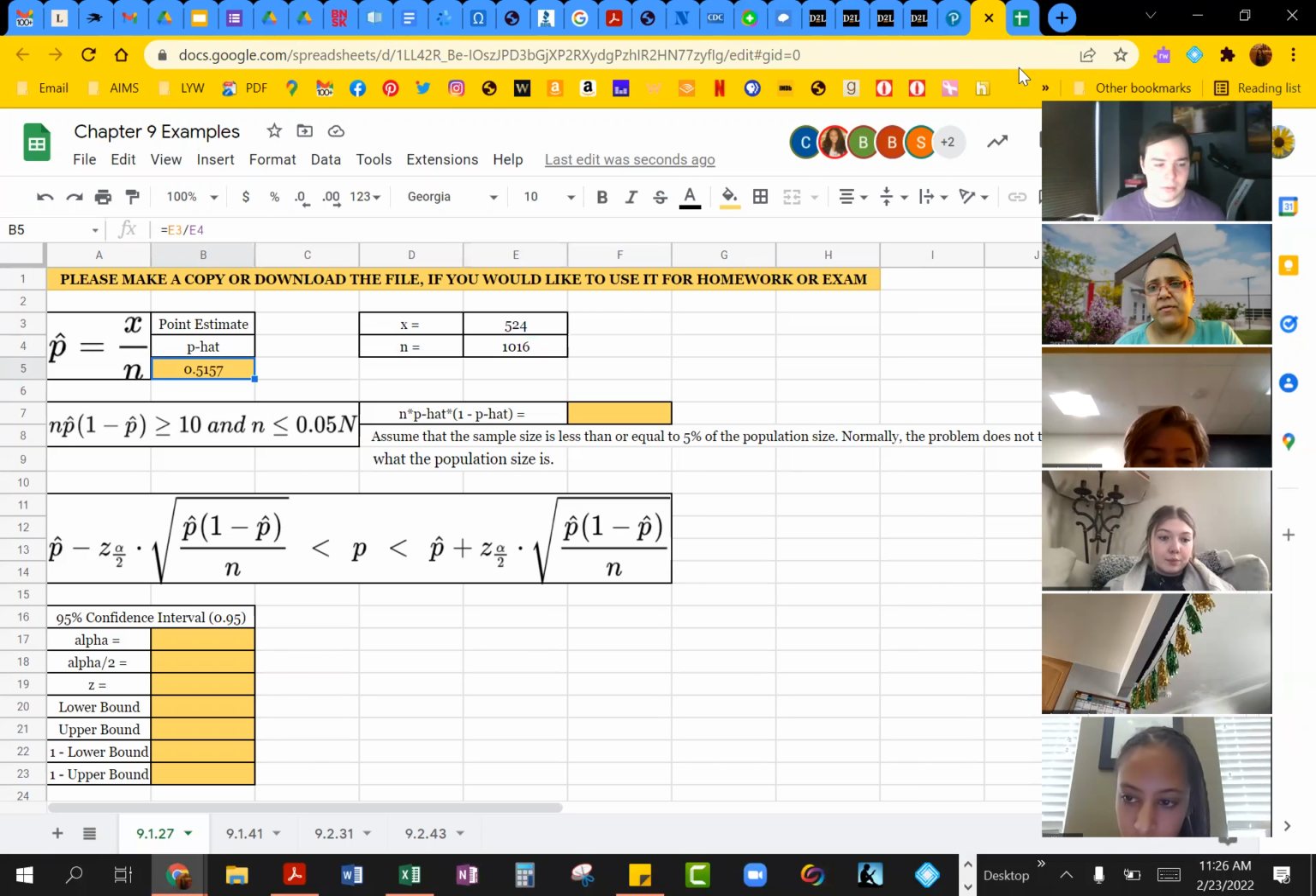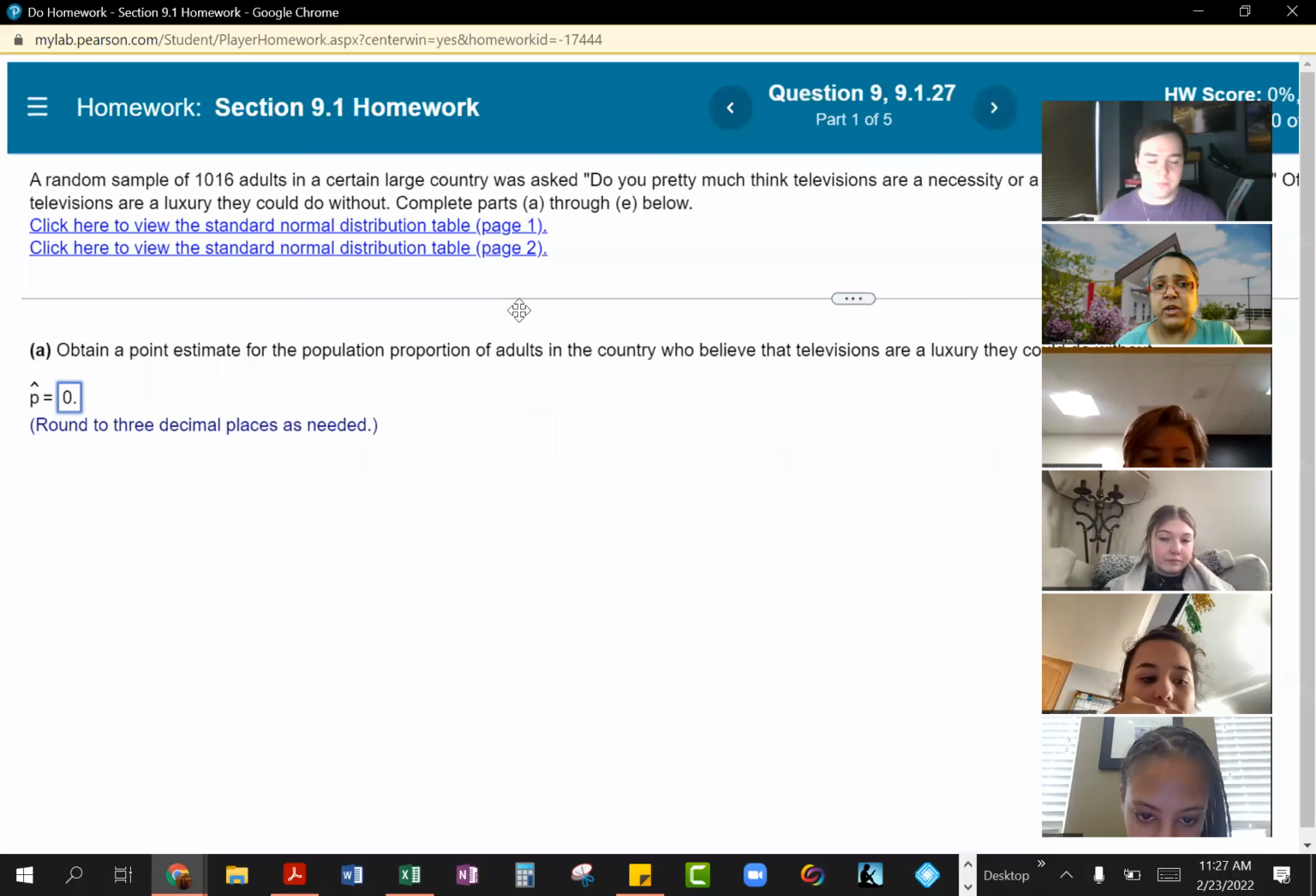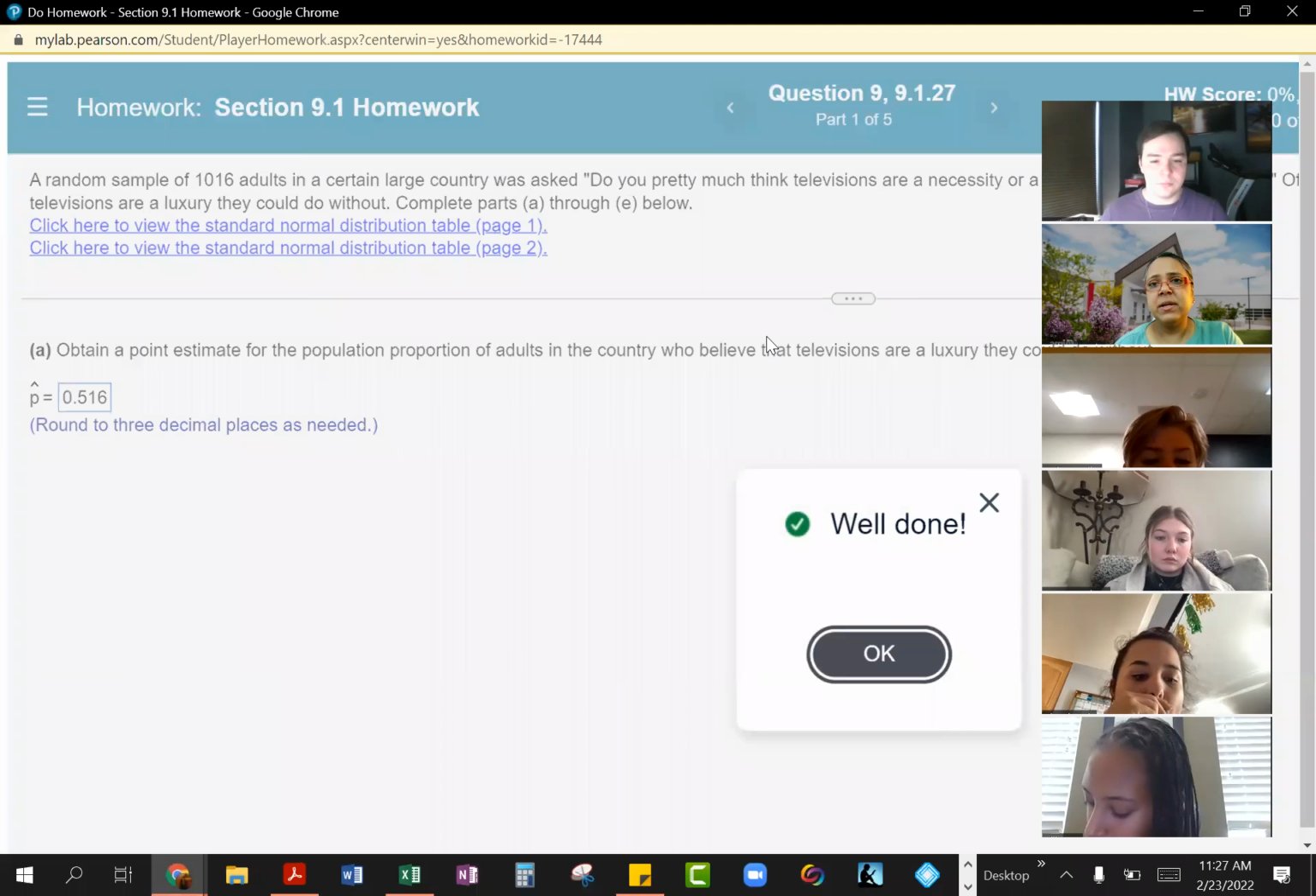When you go from 0.5157 to 3 decimal places? 0.516. Yeah, so regular rounding rules. So this will become 0.516. Check your answer.